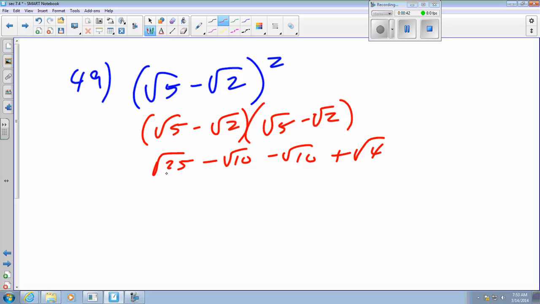Let's put the like terms together. The square root of 25 is 5. The square root of 4 is 2. 5 plus 2 is 7. Negative square root of 10, negative square root of 10, that makes two of them, so I got negative 2 square roots of 10.